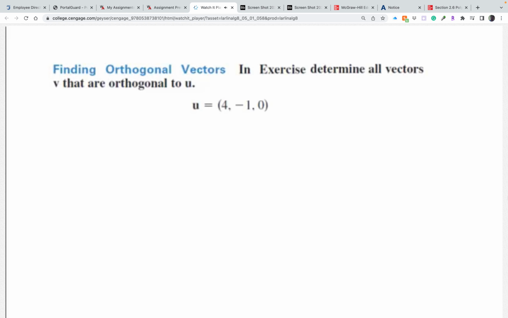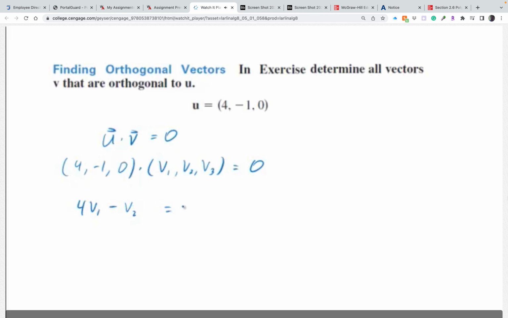Finding orthogonal vectors. In the exercise, determine all vectors v that are orthogonal to u. We have used the vector 4, negative 1, 0. If we want orthogonal vectors, then that means that u dotted with v should be equal to 0. We know that the vector u is 4, negative 1, and 0. And we want to dot this with the vector v, which we can just call v1, v2, and v3. And this should be equal to 0. Carrying out the dot product, we will have 4 times v1 minus v2 is equal to 0.